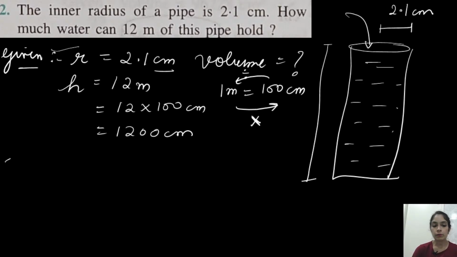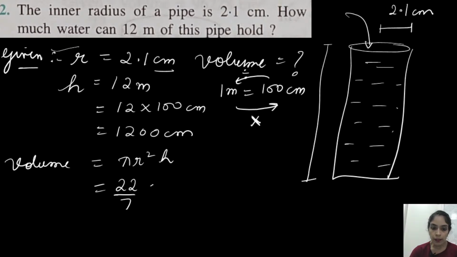Now volume we have to find. So what is the formula of volume? Volume of cylinder. Yes, Rihan has given the answer, pi r square h. So pi's value always you have to write as 22/7. Sometimes if a different value is mentioned, then you have to use that, or else always this only. R's value is 2.1. So r square means 2.1 into 2.1.